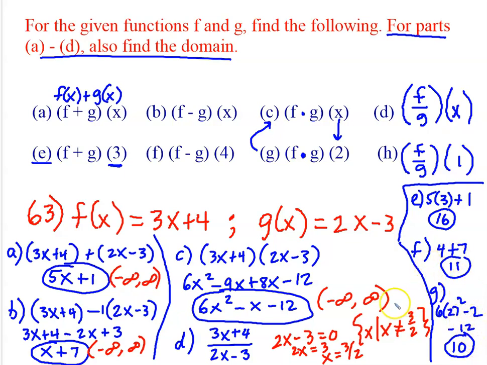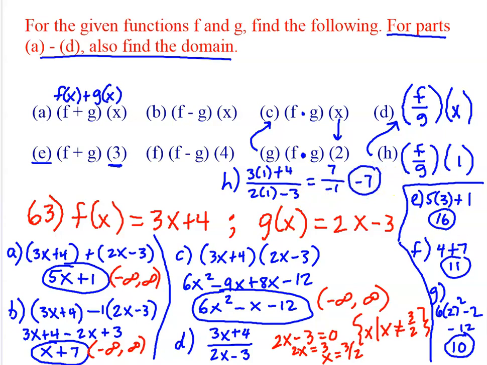And then letter H, excuse me, maybe I can just come up here. The screen's getting kind of crowded. For letter H, just like you did before, go to the answer that you got for letter D, and you're just going to input 1. So let's put our answer for H right here. So it's like 3 times 1 plus 4 over 2 times 1 minus 3. And when we simplify this, 3 plus 4 is 7. And 2 minus 3 is negative 1. So the final answer for letter H will be negative 7.